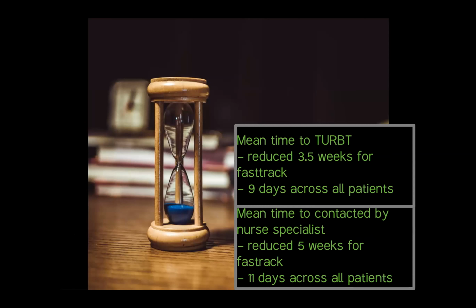As a result of building what was actually an incredibly simple model that just identified the key stages in the pathway and what some of the delays were, we identified there were two key delays. One was the delay in waiting for the results from the transurethral resection of the bladder tumor, and another was the wait to be contacted by the nurse specialist, so basically the patient to be contacted to be told of their results and to discuss their treatment options.